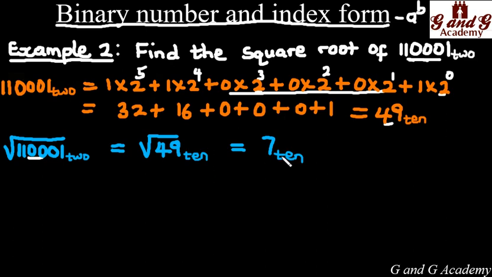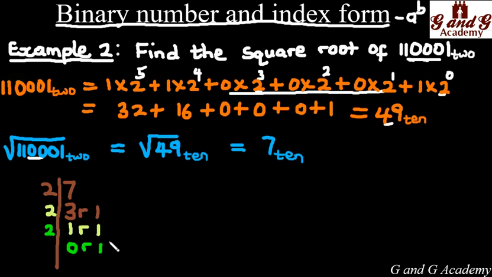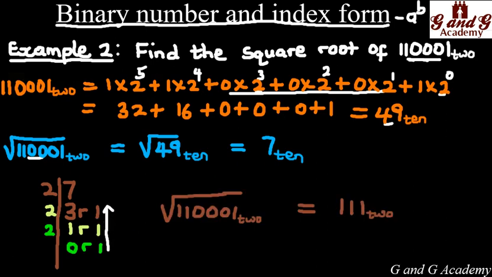So what do you do next? What you have to do next is just to convert this 7 back to base 2, or binary number. You can pause this video to see how it is done using the repeated division method. This is going to be the answer, and you read your answer upward. Your final answer is going to be 111 base 2, and that is the square root of 110001 in base 2.